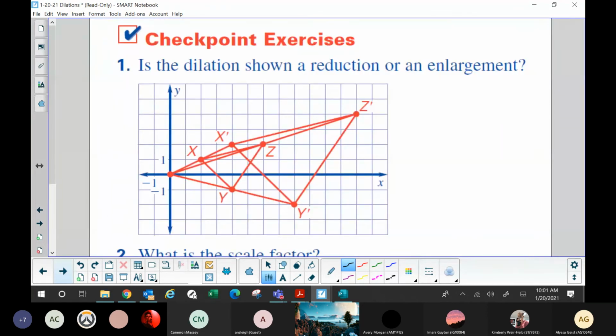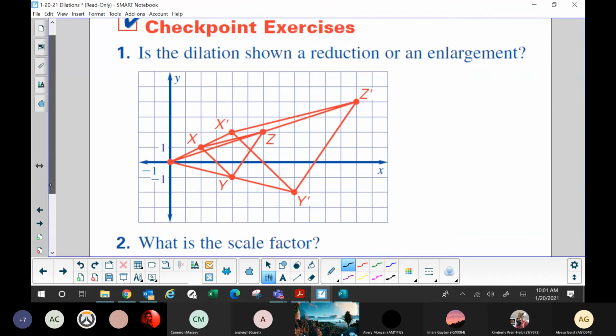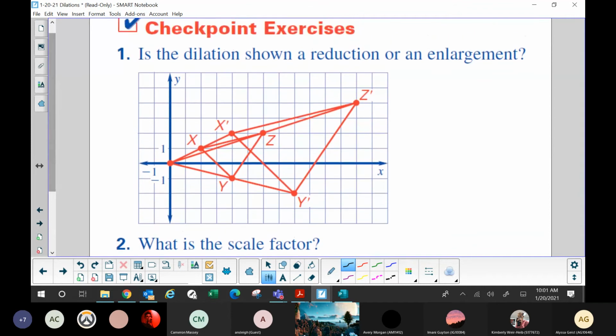On this last problem, same kind of scenario, but you're going to have to use the distance formula here because we have diagonal lines. So to find this distance, you're going to have to use the distance formula to plug in these 2 points. Find the distance between these 2 points.